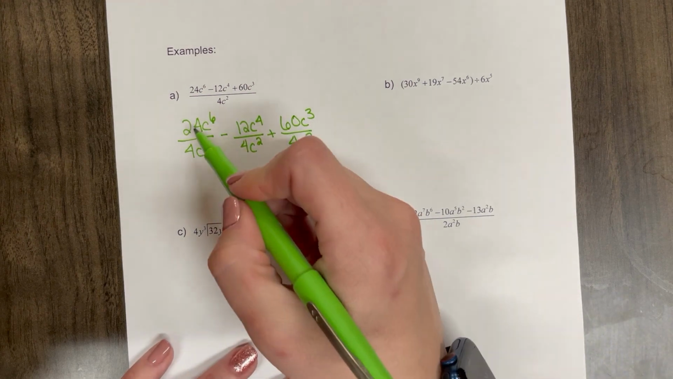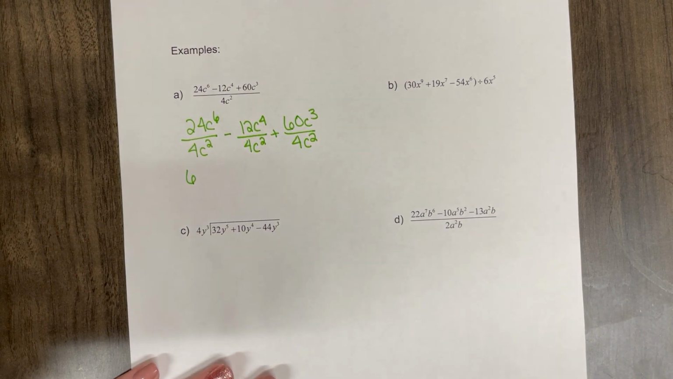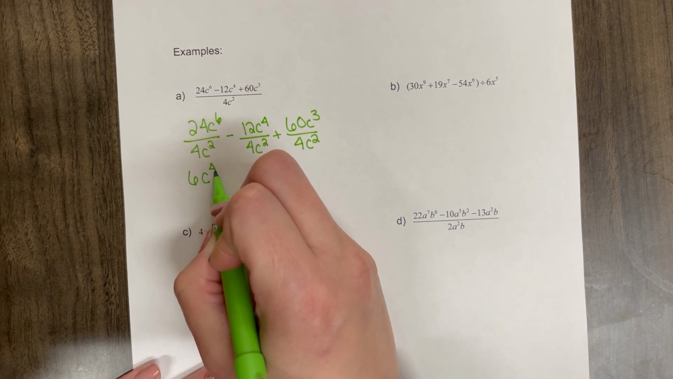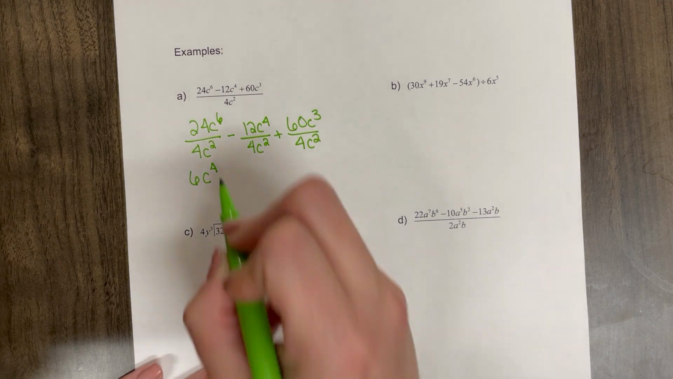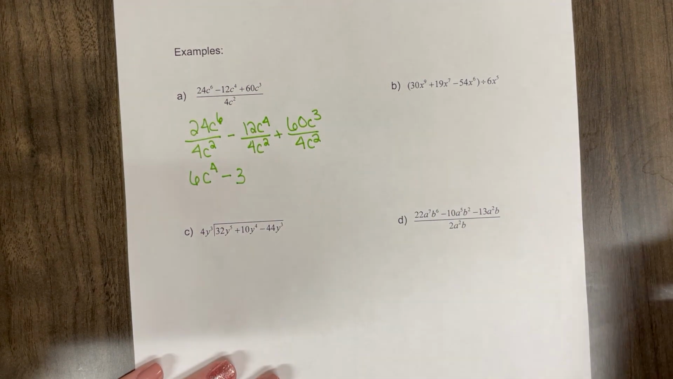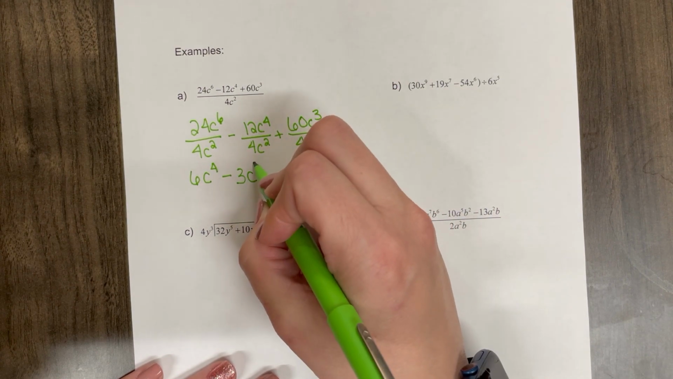I'm going to treat this just like I did my division rules when we learned our properties of exponents. So 24 divided by 4 is 6, and then we subtract our exponents. 6 minus 2 is positive 4, so that goes in the numerator. 12 divided by 4 is 3. We subtract our exponents. 4 minus 2 is 2.